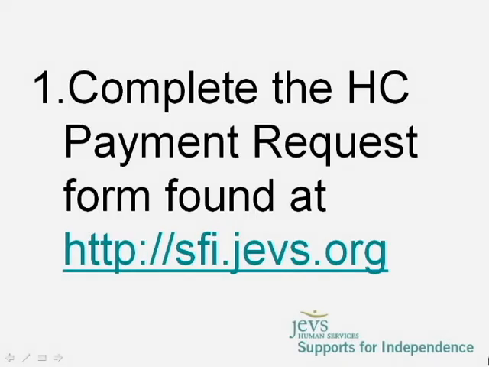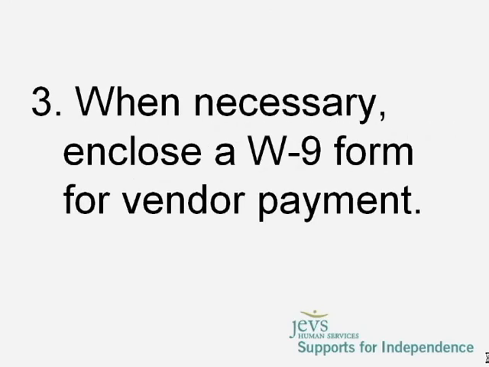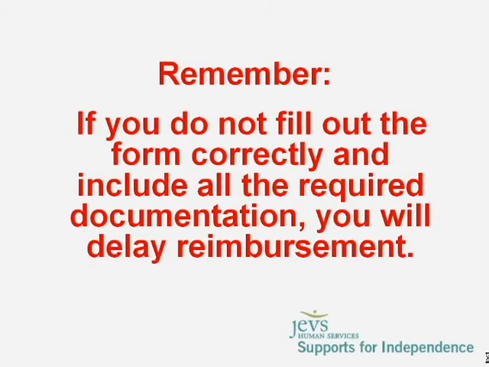So just to recap, complete the HC payment request form found at http://sfi.jevs.org. Include all receipts for purchased items. When necessary, enclose a W-9 form for vendor payment. Email, mail, or fax the completed form and all necessary documentation. Remember, if you do not fill out the form correctly and include all the required documentation, you will delay reimbursement.